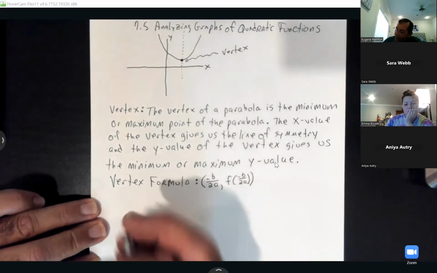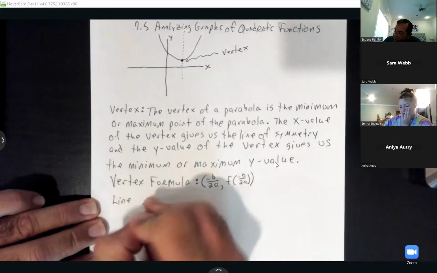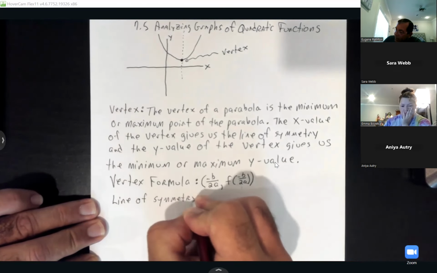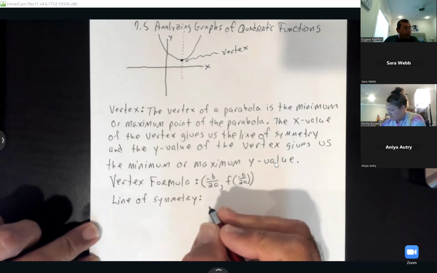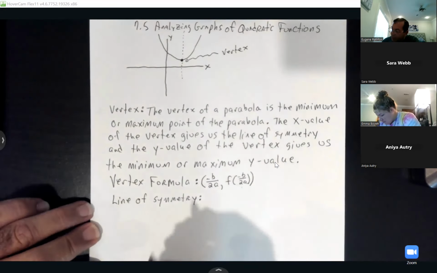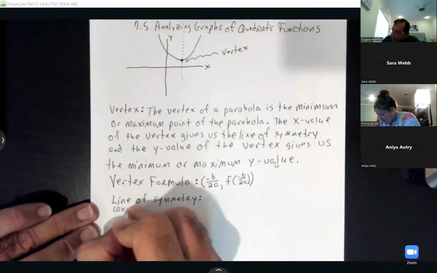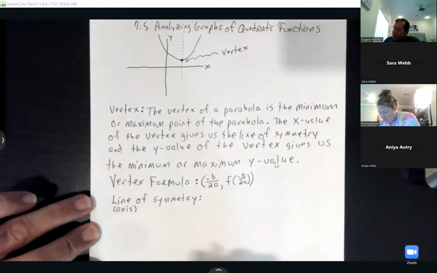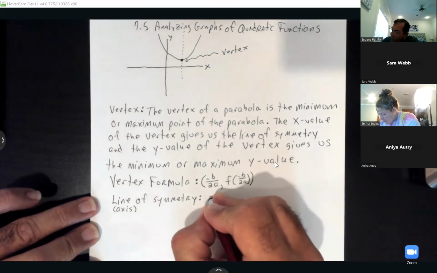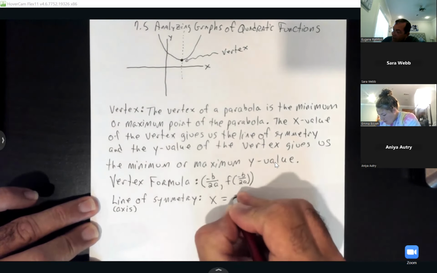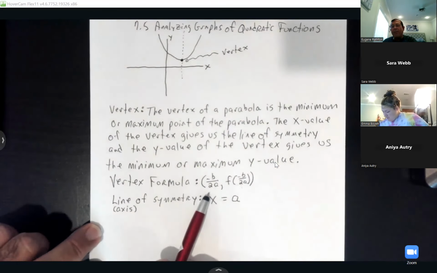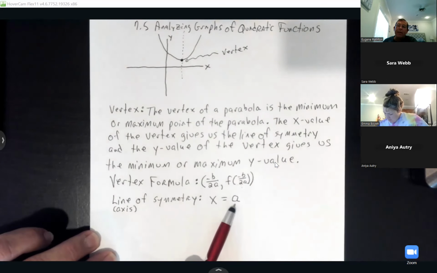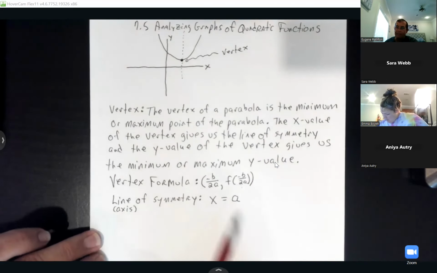So different things. Like I said, the line of symmetry. And they might call it the axis of symmetry, either way. So that could be the axis of symmetry. Axis of symmetry is going to be an equation in the form of x equals a. So whatever I get from my x value on the vertex, that x value will be the line of symmetry, okay?